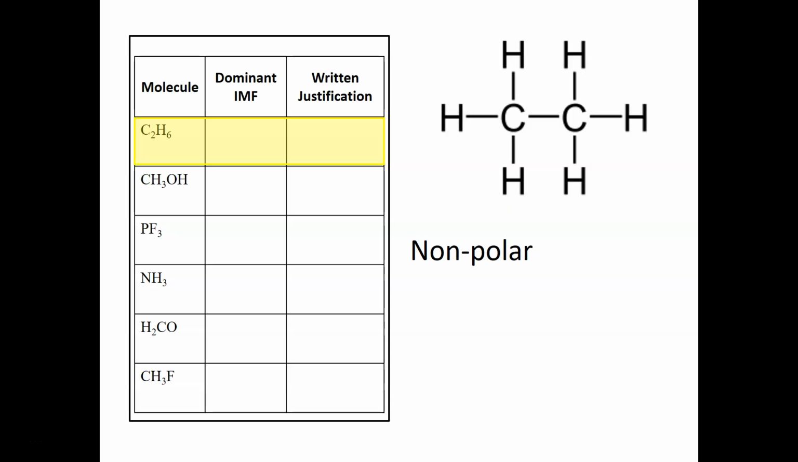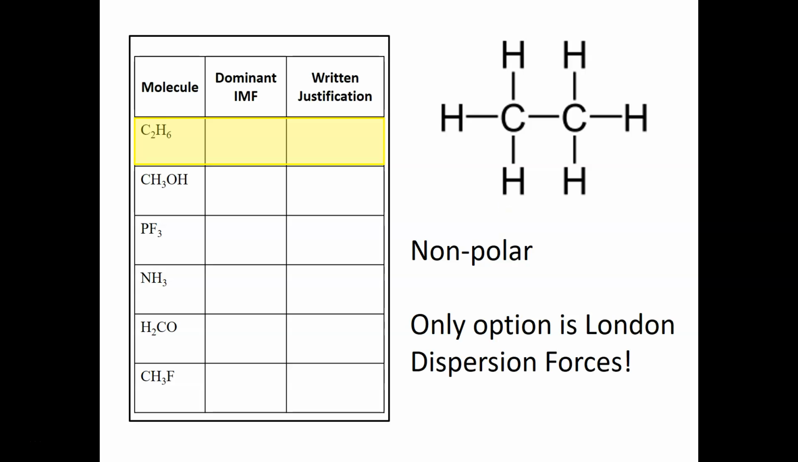That makes it nonpolar. If you look at your little flow chart, if the molecule is nonpolar, the only option for IMF would be London dispersion forces. So the dominant IMF here would be London dispersion, and your justification would be you explaining that this is a nonpolar molecule, and when you have a nonpolar molecule, your only option is London forces, because there's no permanent dipole. Everything's just temporary here.